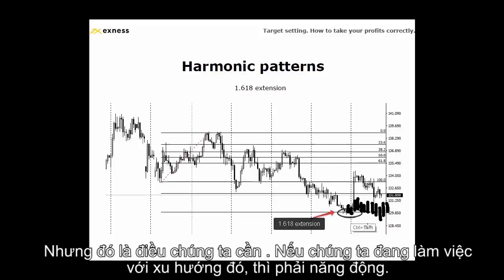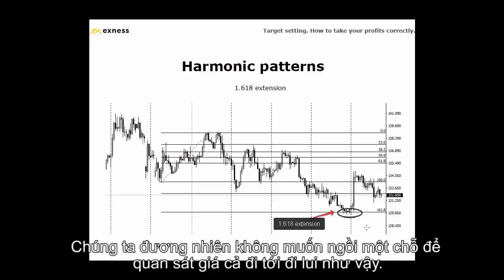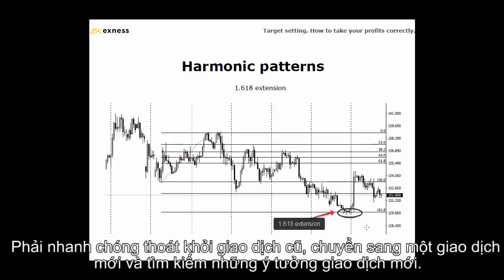We don't need to be in position which is going sideways. If we are working with a trend, we want to go with an active type of trend. We don't want to sit in our position just observing how price is going back and forth. We want to get out quickly and to switch to new trades and new trading ideas.